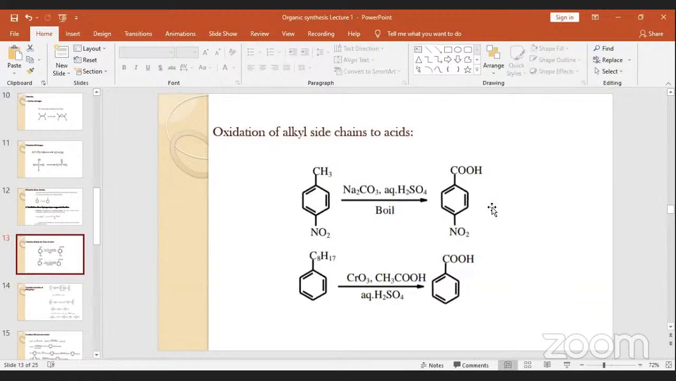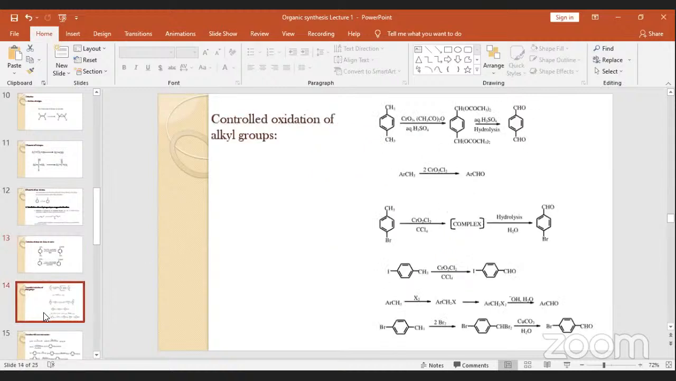Suppose somebody wants you to prepare para-bromo-benzophenone. How can you get it? You take para-bromotoluene, you prepare para-bromobenzoic acid. From that, you prepare para-bromobenzoyl chloride, and just do a Friedel-Crafts reaction with benzene. So you get para-bromo-benzophenone. Okay, like that. So controlled oxidation, as I told you, this side chain is partially oxygenated to aldehydes.